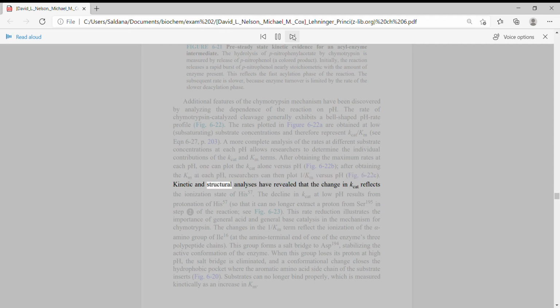Kinetic and structural analyses have revealed that the change in kcat reflects the ionization state of His 57. The decline in kcat at low pH results from protonation of His 57, so that it can no longer extract a proton from Ser 195 in step 2 of the reaction, see Fig. 6-23. This rate reduction illustrates the importance of general acid and general base catalysis in the mechanism for chymotrypsin.